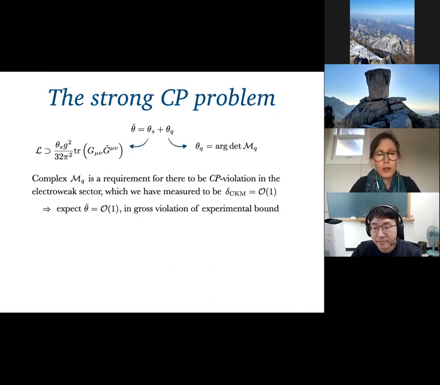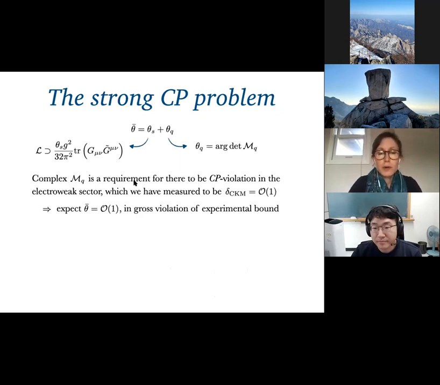And this is a problem or a puzzle for the following reasons. In the standard model, the QCD vacuum angle receives contributions from two different sources: on the one hand, from the coefficient of the topological operator involving the QCD field strengths, and on the other hand, from the argument of the determinant of the quark mass matrix.